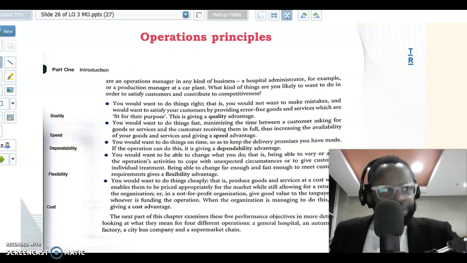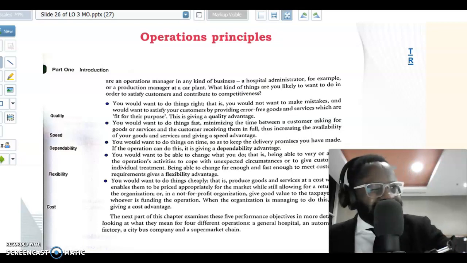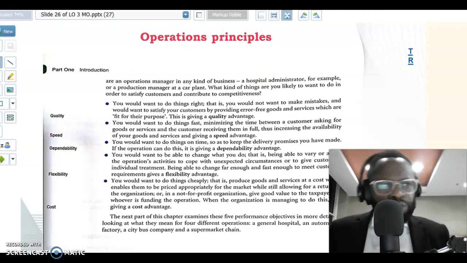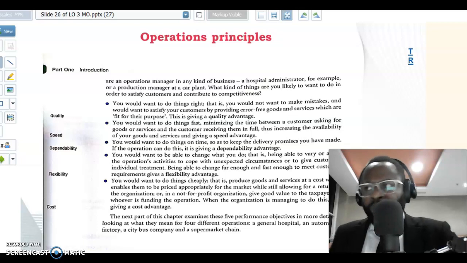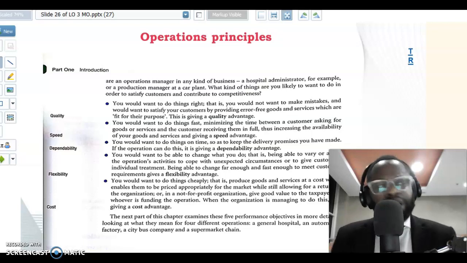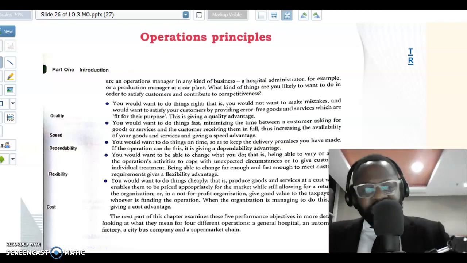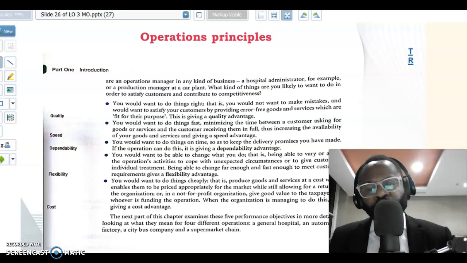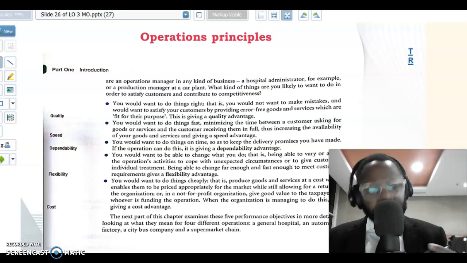An operations principle is like an operations criteria, right? In other words, your operations will be measured by the way you achieve these, by the way you achieve quality, by the way you achieve speed, by the way you achieve flexibility, and of course by the way you manage your cost model. You with me on that?